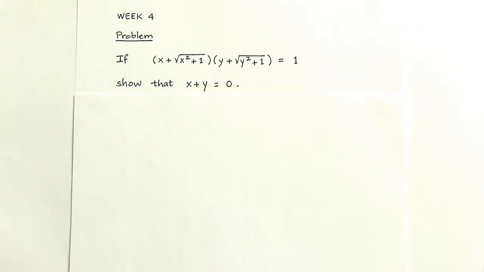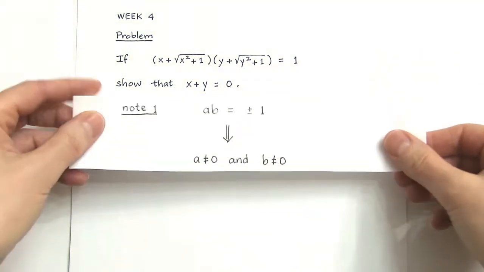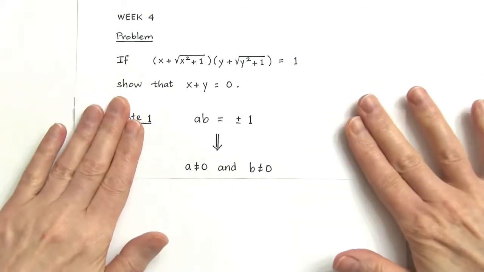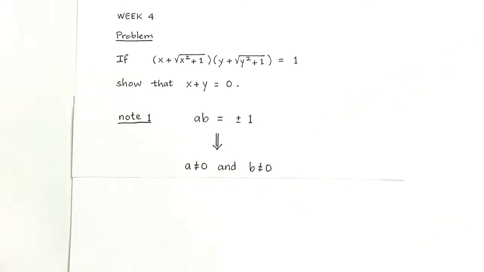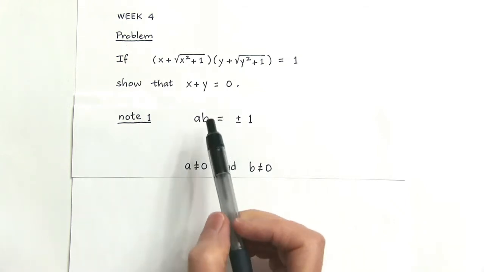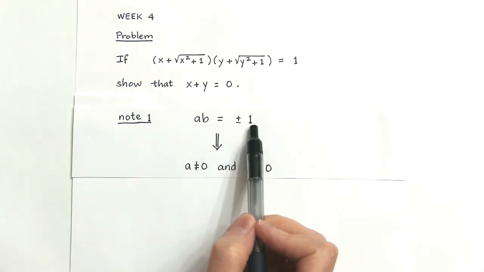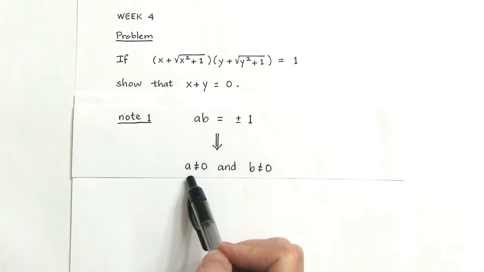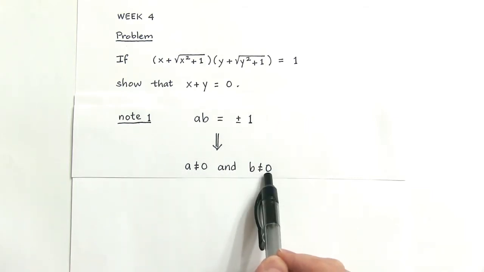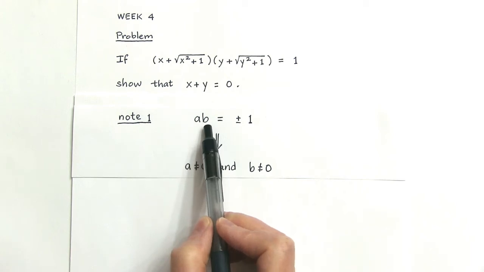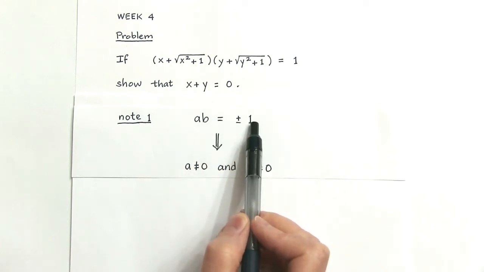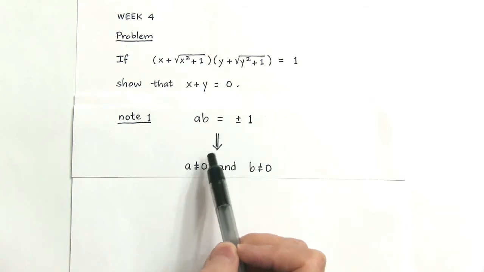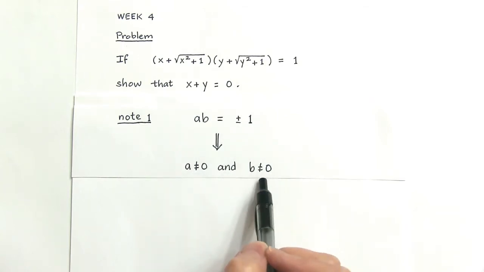For method 1, I first need to make two observations. Note 1. Let's recall the following algebraic property. It says that if you can prove that a product is not 0, then that means that neither factor can possibly be 0. So if a times b can be proved to equal 1 or minus 1, then it follows that a is not 0 and b is not 0.